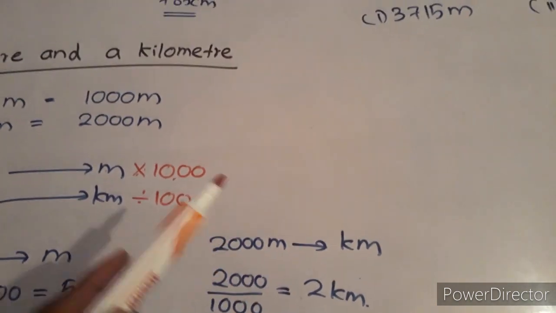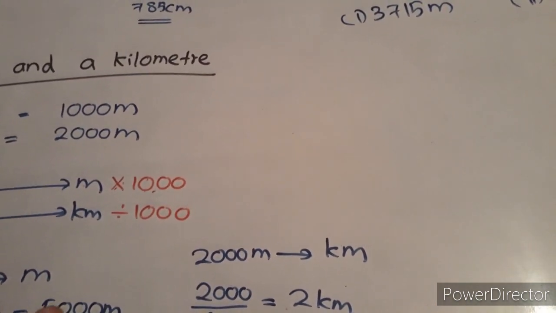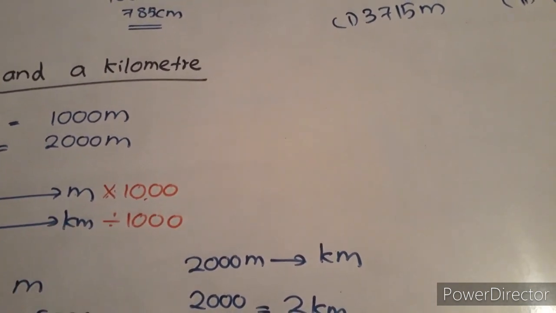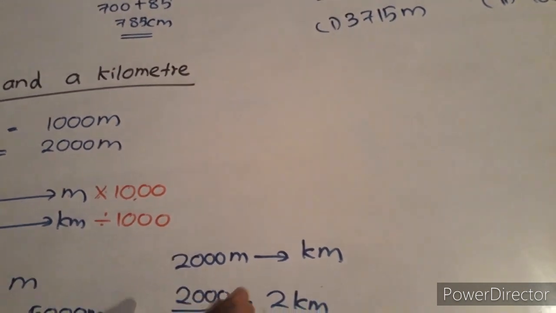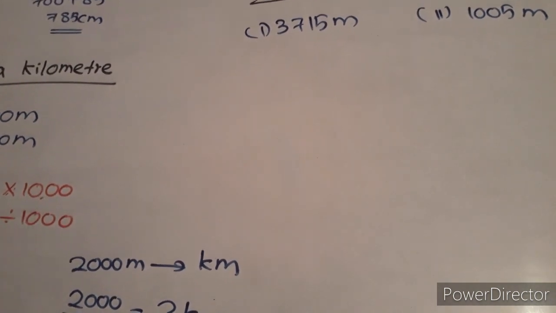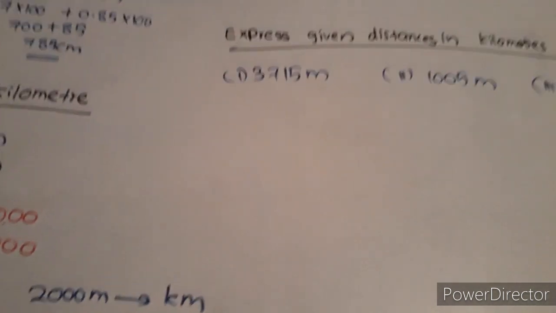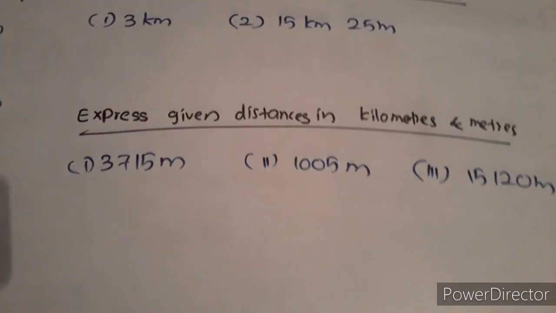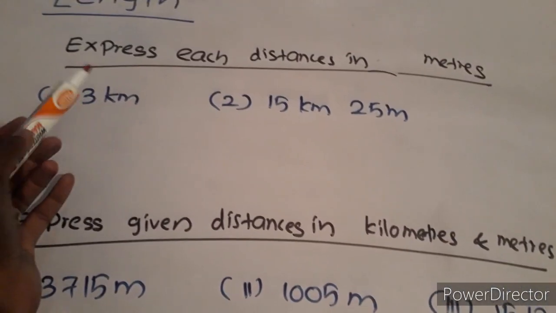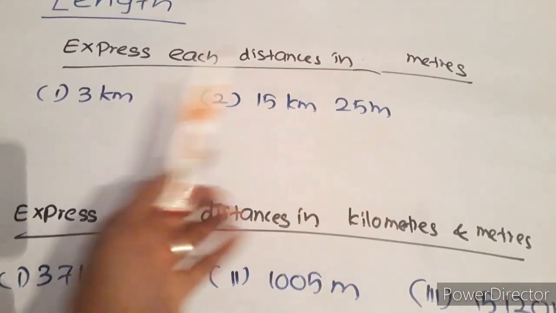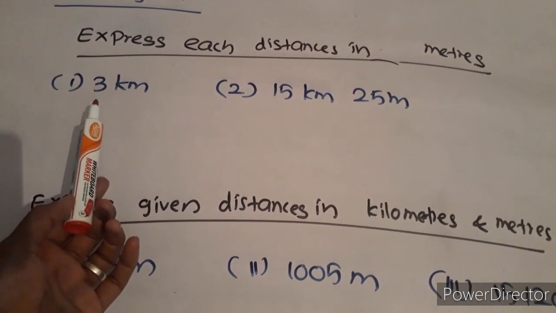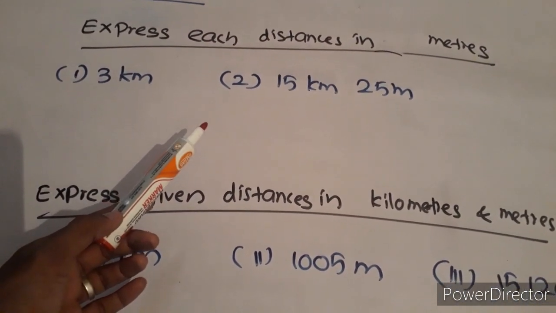Okay. Now you know how to convert each measurement, meters and kilometers, meters and centimeters, and centimeters and millimeters. You know the relationship between those units and the measurements. Okay, now we'll see some examples of how to express each distance in meters. First one, you have to express each distance in meters. We have to convert into meters. It is given in kilometers. So kilometers convert into meters, we have to multiply by 1000.